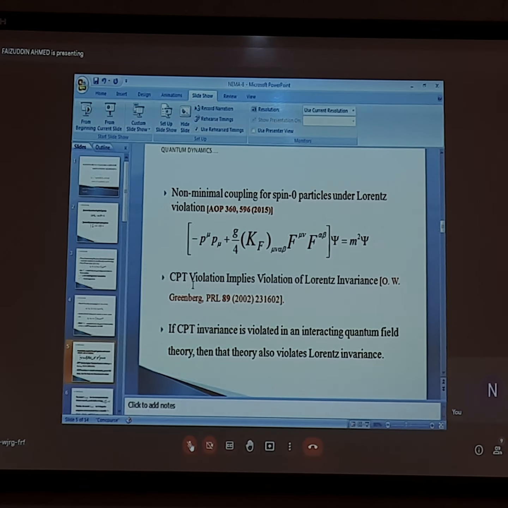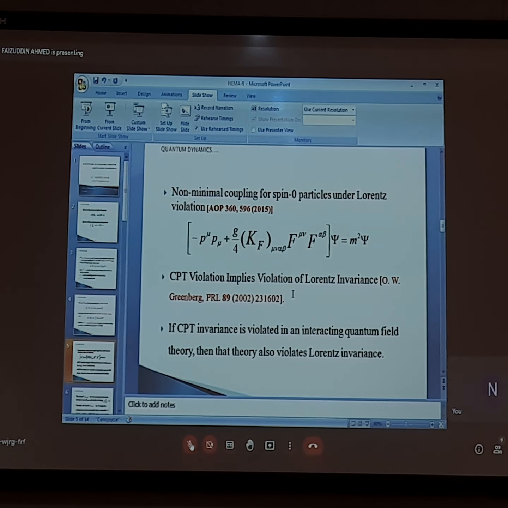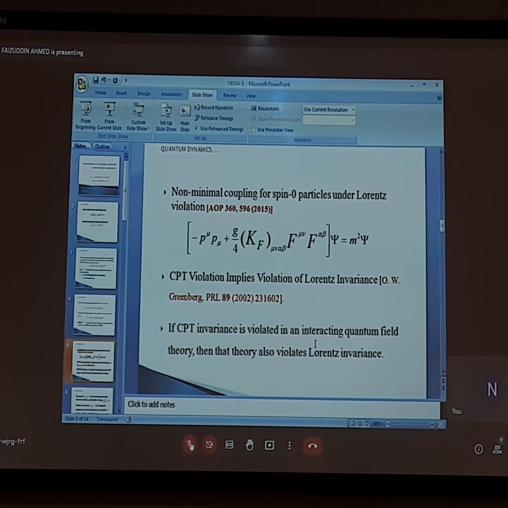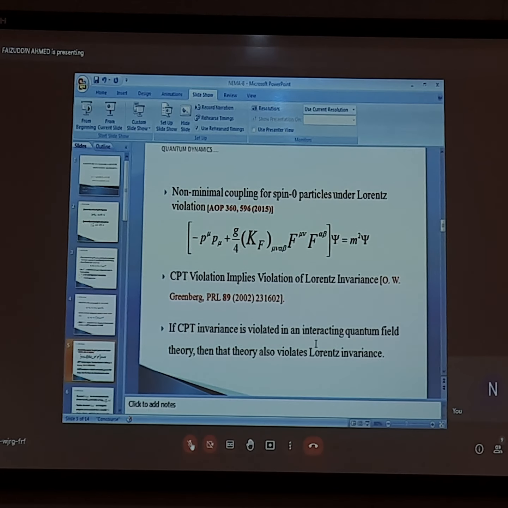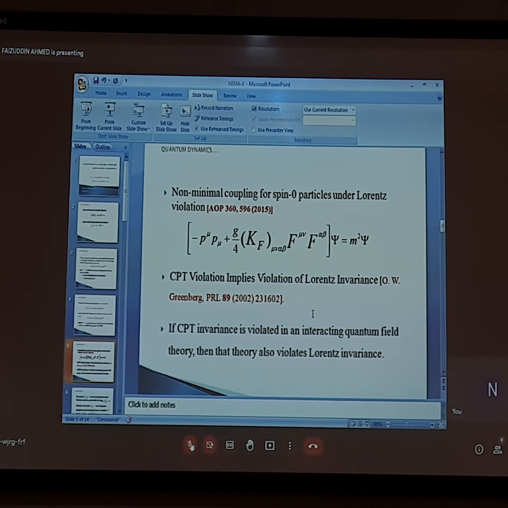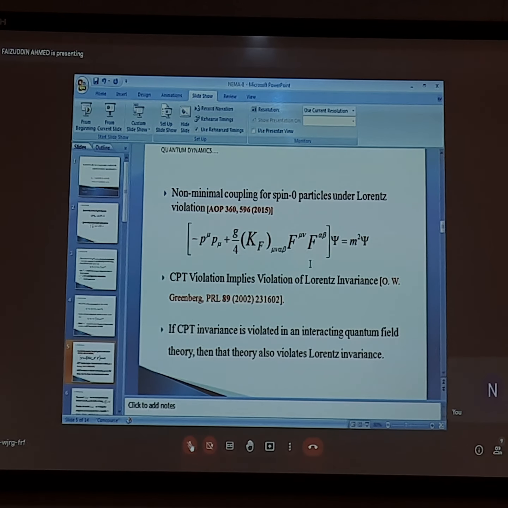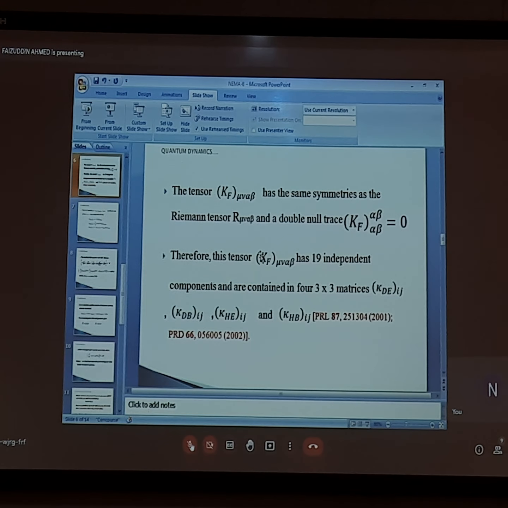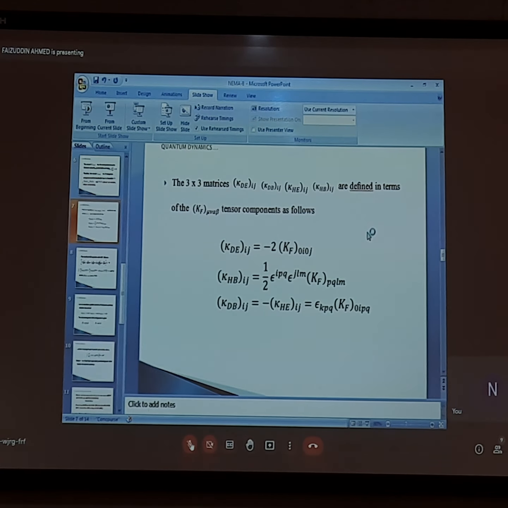In 2002, there is one paper that says that CPT violation implies violation of Lorentz invariance. So if CPT invariance is violated in an interacting quantum field theory, then the theory also violates Lorentz invariance. So these are the three possible ways, for spin zero as well as spin half particles. Now we are basically interested in spin zero particles under Lorentz symmetry violation. Therefore, this K_F can be expressed in this form.